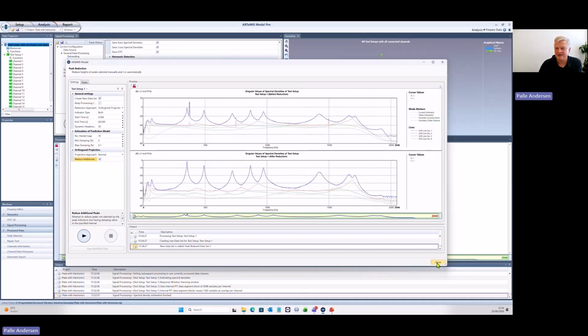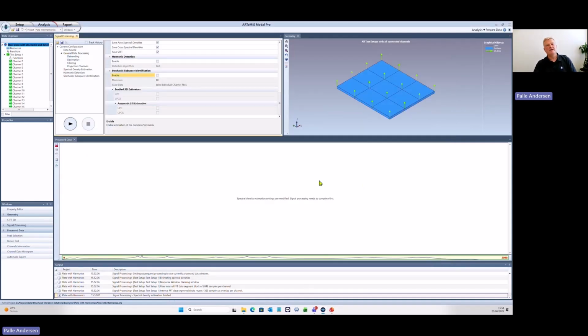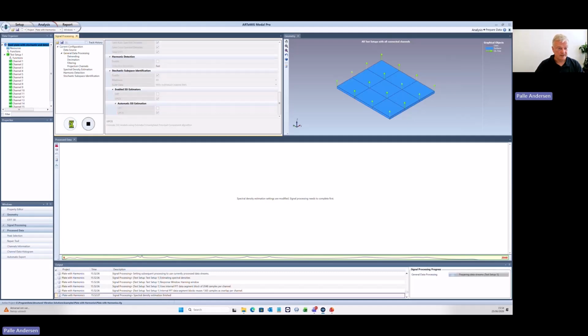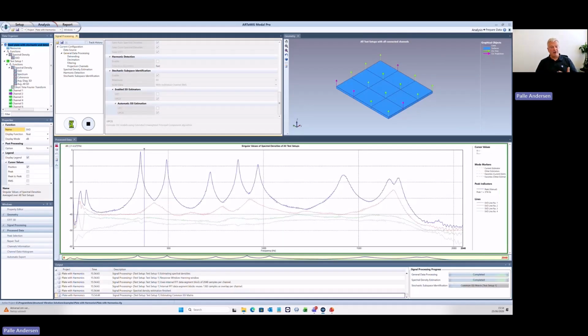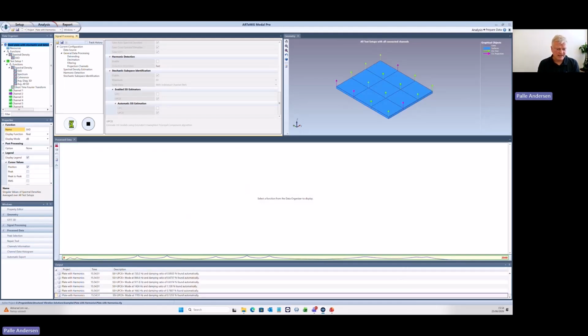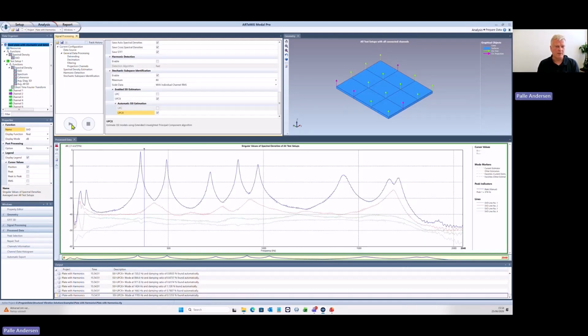We can now save it and then use this data in a modal analysis. And we can try to just start something here to get something running. So this is harmonic reduction. This is another way to clean up and repair the data, so that it becomes optimal for operational modal analysis.